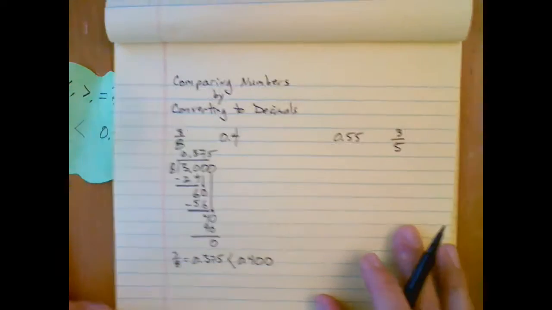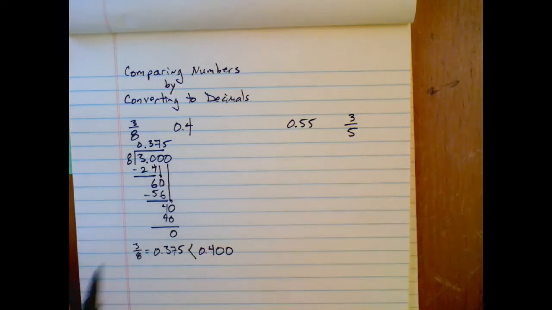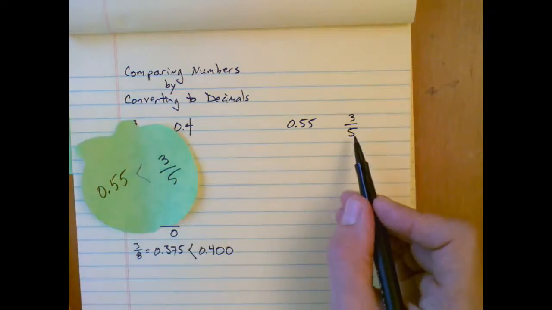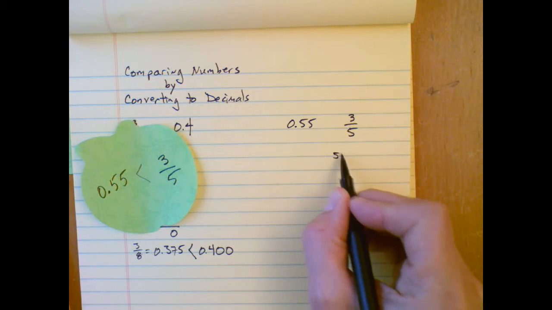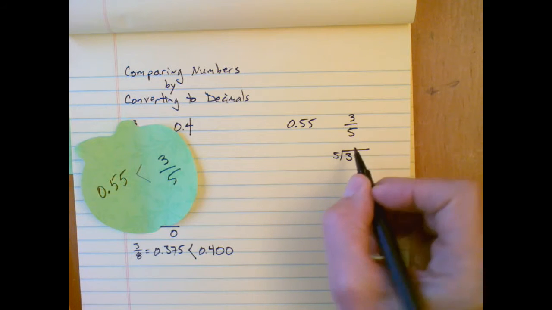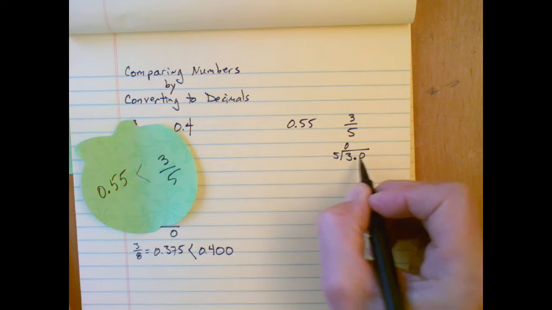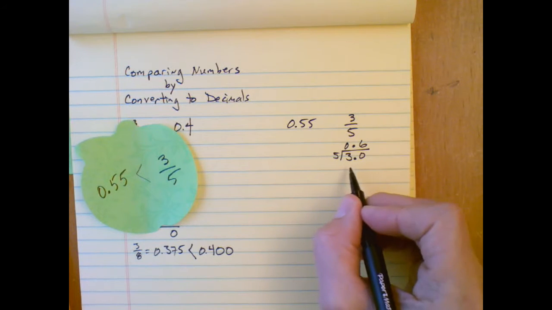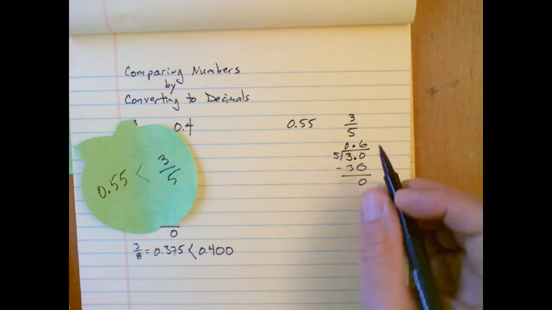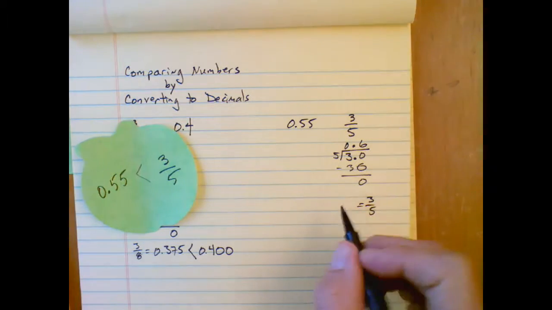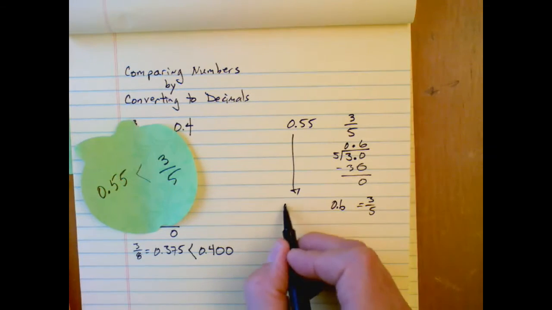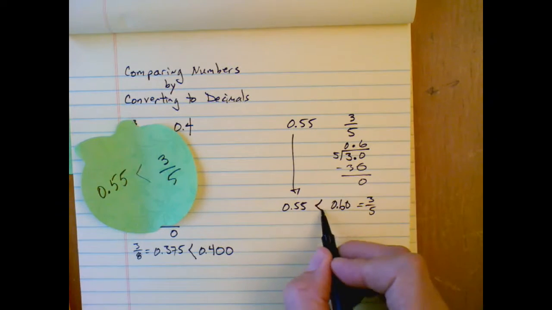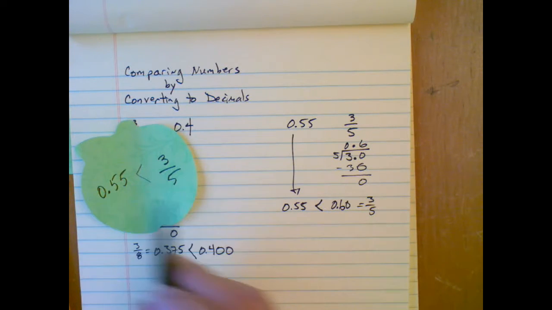So let's go to this other problem we did. We did 55 hundredths compared to 3/5. So let's turn our 3/5 into a decimal. That is 5 divided into 3. How many 5s go into 3? 0. That means I'm going to have to put in a decimal point, add a 0, bring the decimal up. How many 5s can I get out of 30? Well, I can get 6. 6 times 5 is 30, and that ends there. So 3/5 is equal to 0.6, or 6/10. I can add a 0 here because 6/10 is the same thing as 60 hundredths, and sure enough, 55 hundredths is less than 60 hundredths.